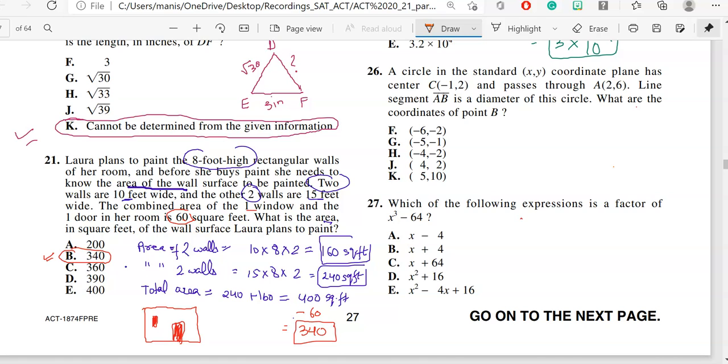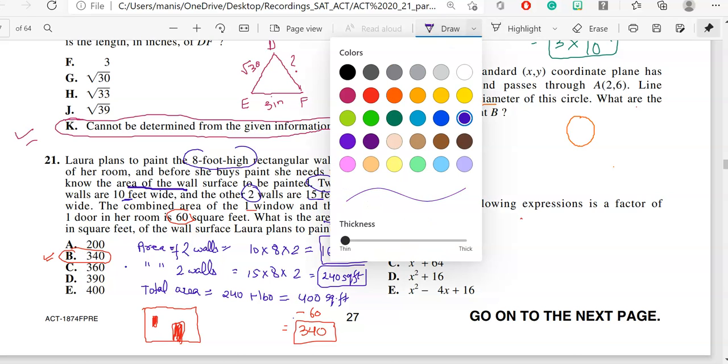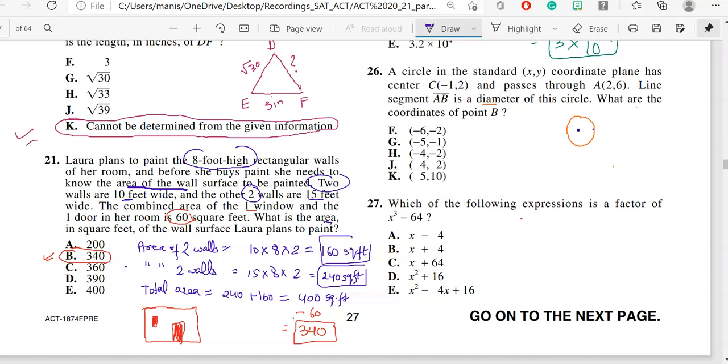Question number 26. A circle in the standard xy coordinate plane has center (negative 1, 2) and passes through (2, 6). Line segment AB is a diameter of the circle. Okay, so instead of drawing on the xy plane, I will just try to draw it on this plane only. If this is a circle over here, and this is the center, and this point is A. So they gave me (2, 6) over here, and this point over here is what? C, (negative 1, 2). So this part is called your radius.